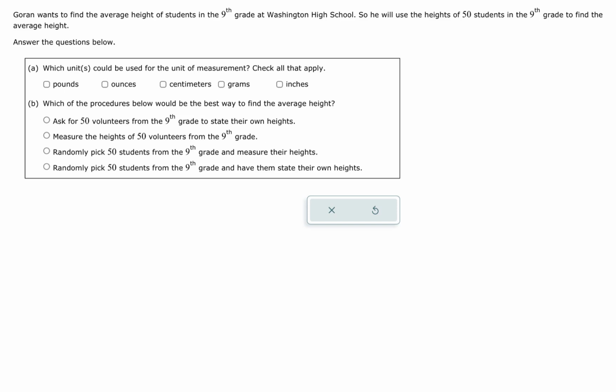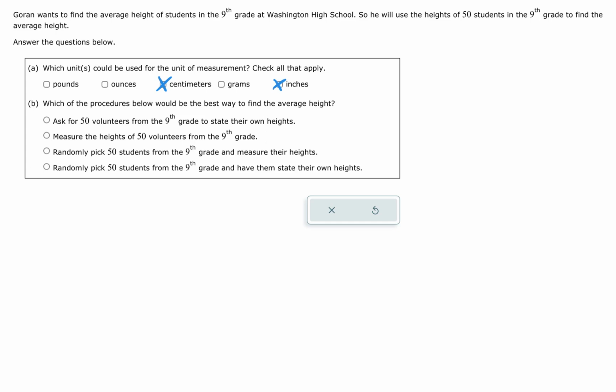And one last example, Goran wants to find the average height of students in the 9th grade at Washington High School, so he will use the heights of 50 students in the 9th grade to find the average height. So part A, again, wants us to choose the appropriate unit of measurement, and we're looking for ones that measure length. That would be centimeters and inches, and I think both of those would be reasonable to measure someone's height.